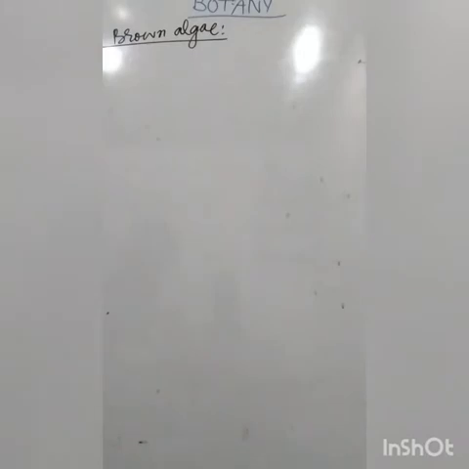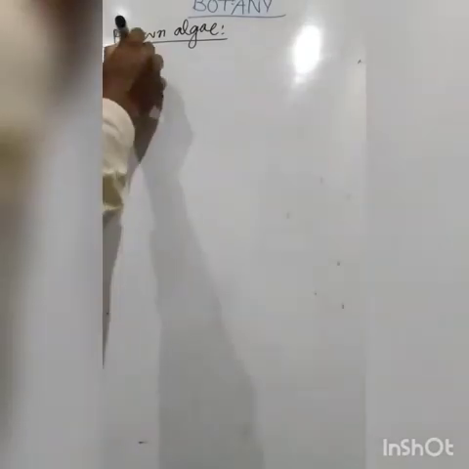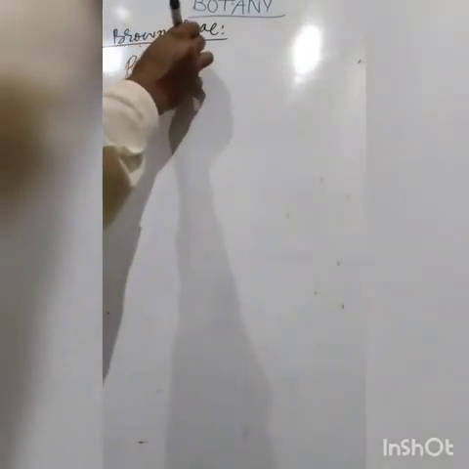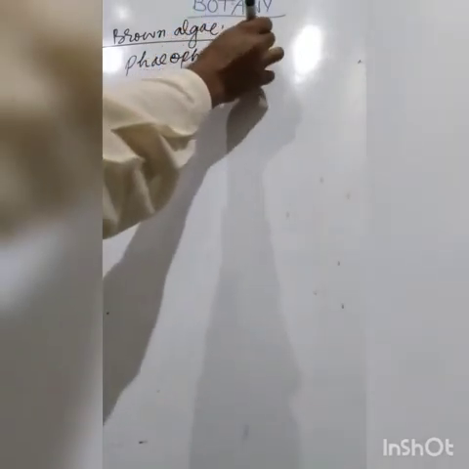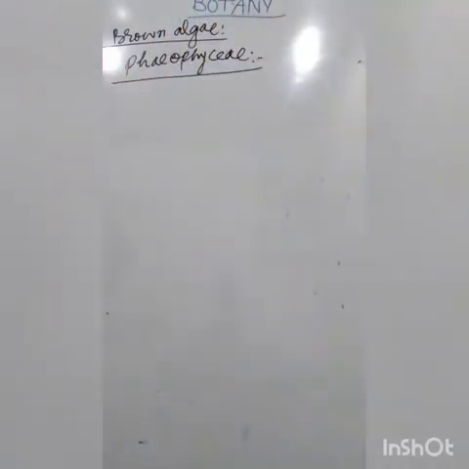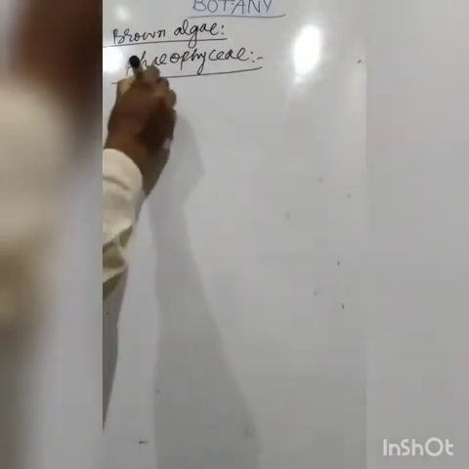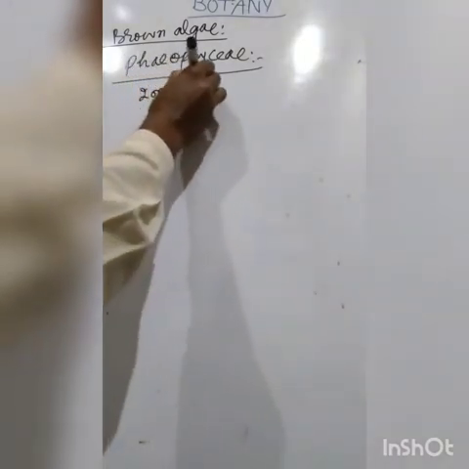Our topic is brown algae, which have been put in a class called Phaeophyceae, P-H-A-E-O. You know that Phaeo means brown and phyceae means seaweeds, that is algae, and they have been put in a class called Phaeophyceae. They say that there are about 2000 species of brown algae.